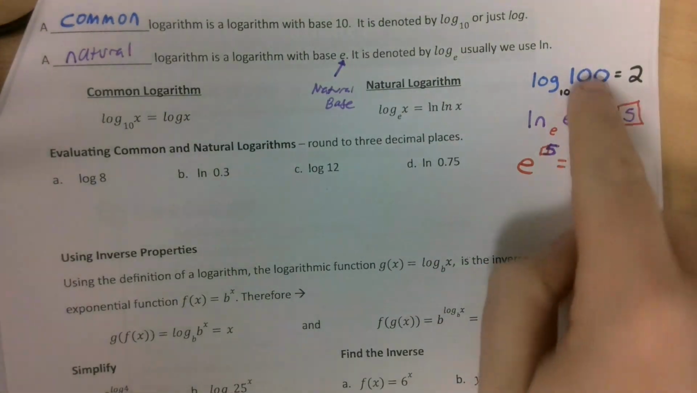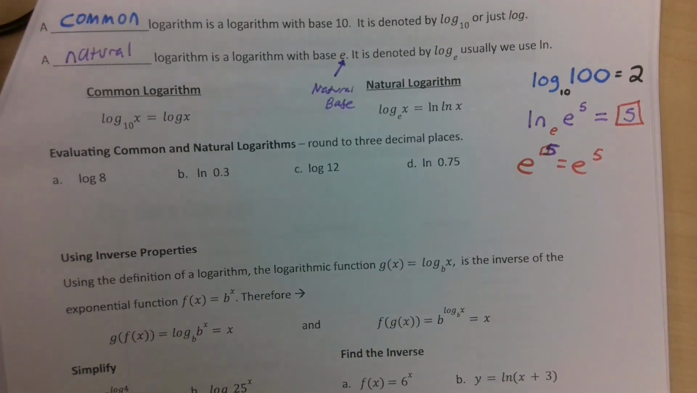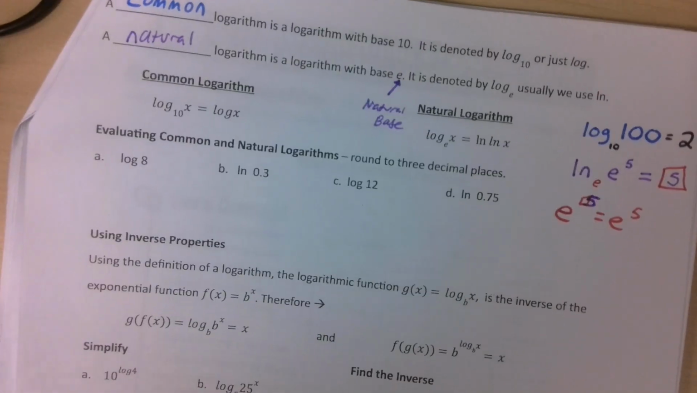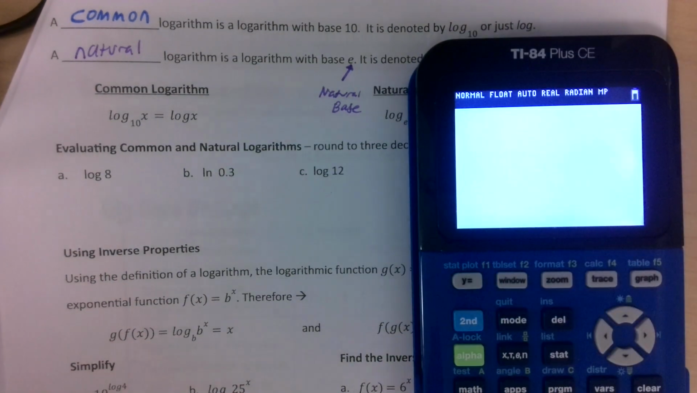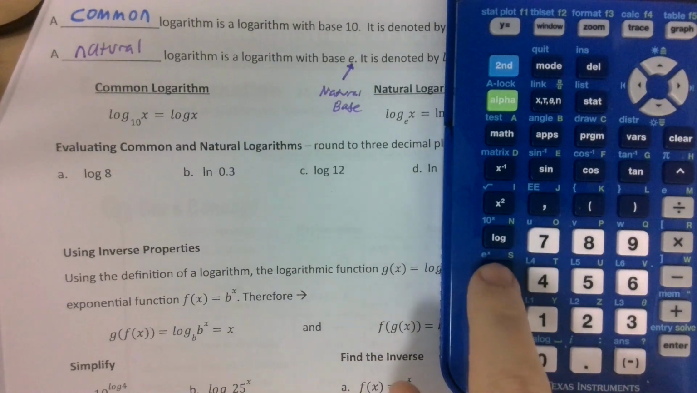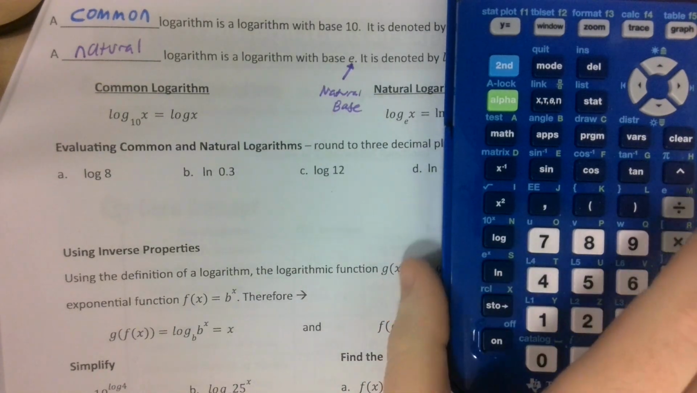Unfortunately, most examples will not be so nice as these. Most examples involving the common logarithm and the natural logarithm are going to give you weird decimals. Again, we know how to plug them in though. The log button is right here, the ln button is right here next to the 4.